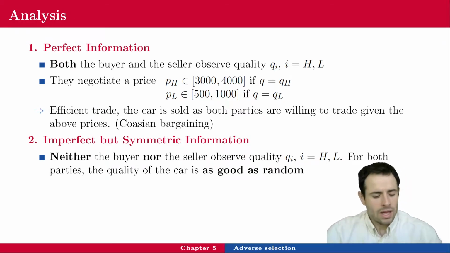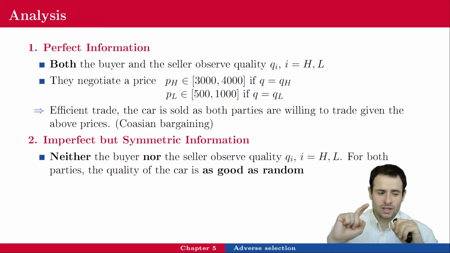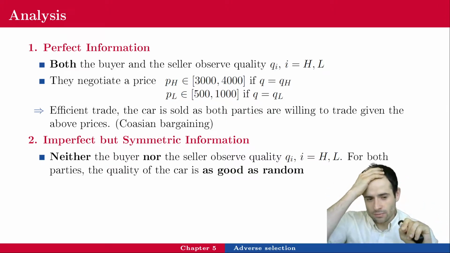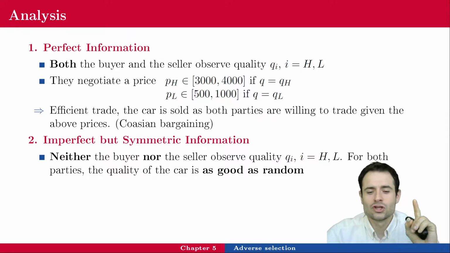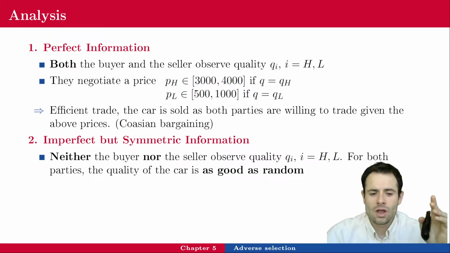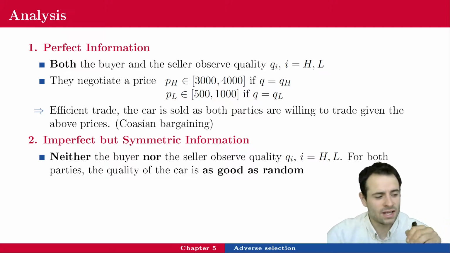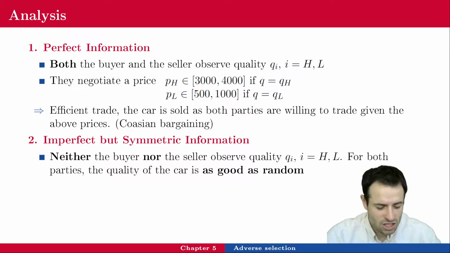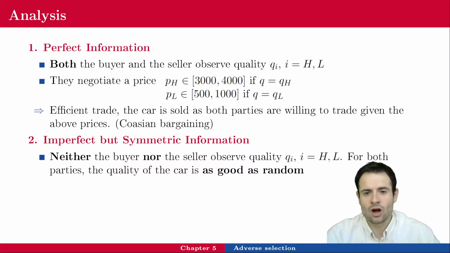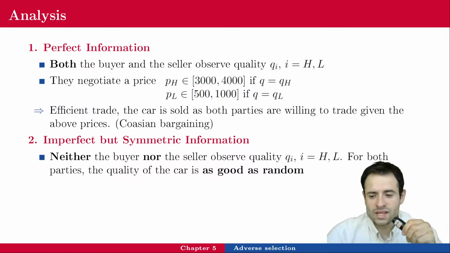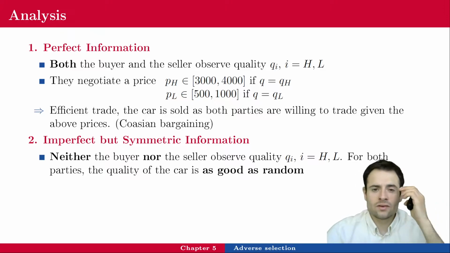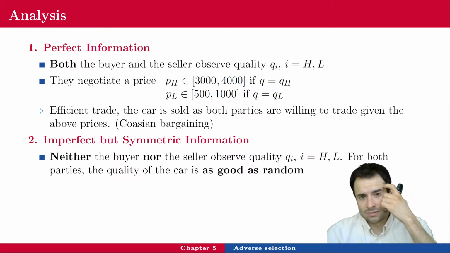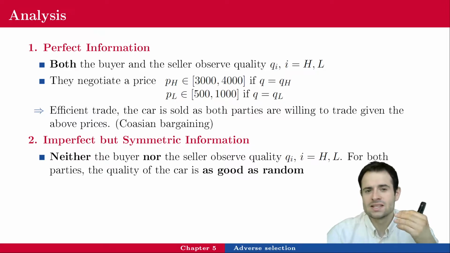Now, imagine that information is imperfect, but it is symmetric. So nobody knows the quality of the car. Even the seller does not know if what he's selling is a good car or a bad car. The seller, imagine, is pretty bad at knowing the quality of a car. He has no idea. He just knows that he wants to sell his car. So in this case, for both parties, the quality of the car is as good as random. And the as good as random part is very, very important.